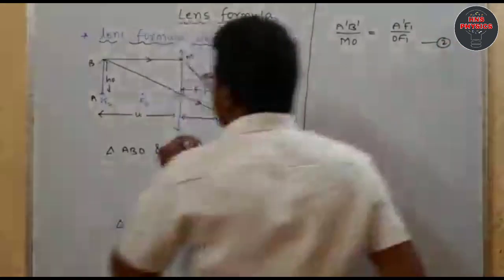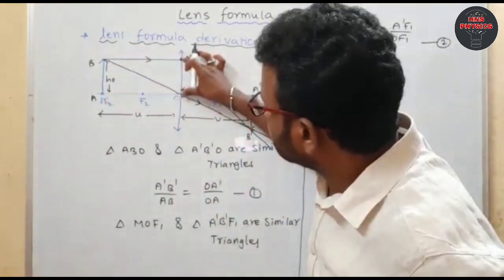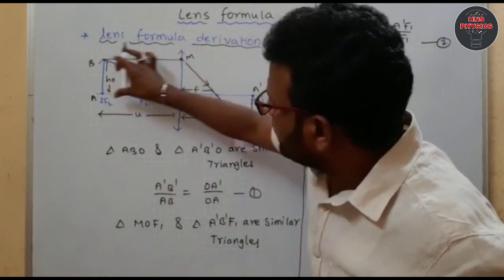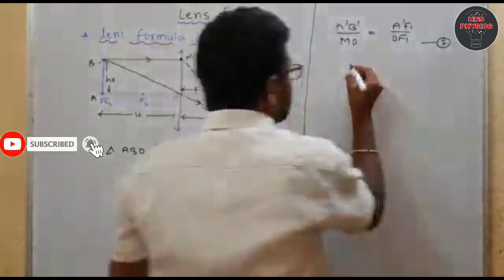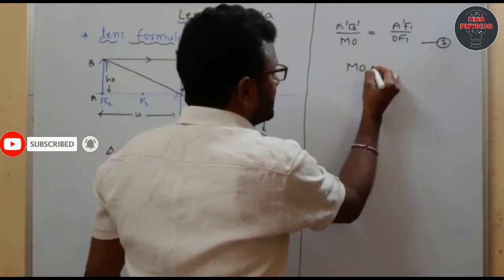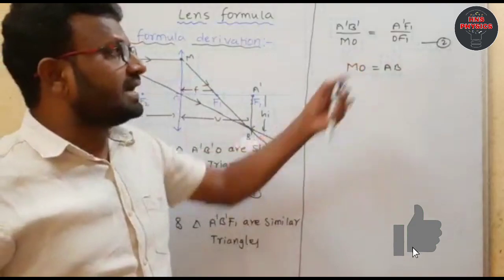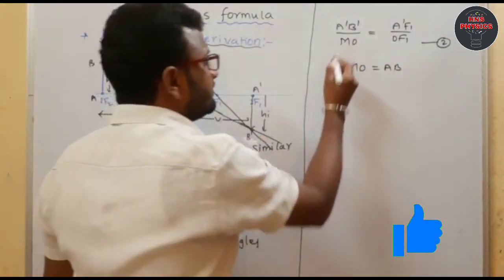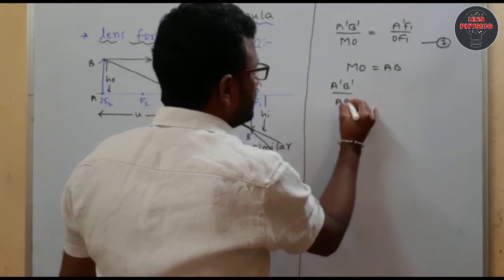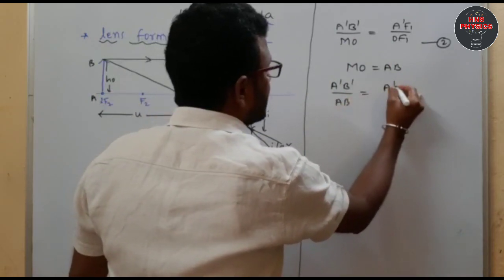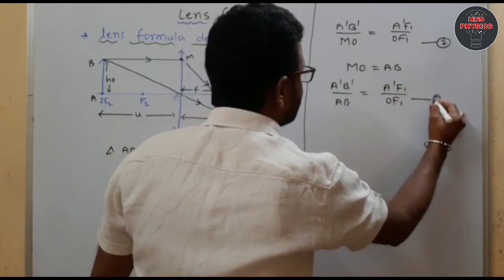But if you observe from the diagram, this MO height and this AB height are the same height, parallel to each other. That is, MO is nothing but AB. So now equation 2 can be written again. What will it come? A dash B dash by AB equal to A dash F1 by OF1. So this is considered as equation 3.